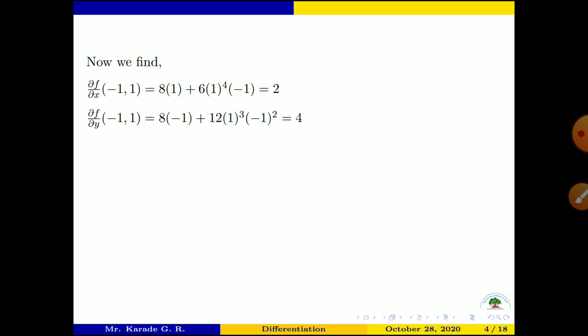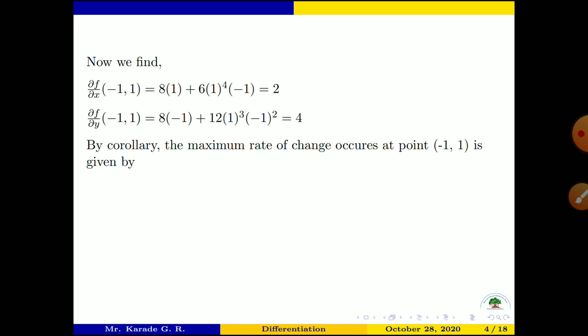And again, now find ∂f/∂y at point (-1, 1), and it is equal to 8 into -1 plus 12 into 1 cube into (-1) square, which is equal to 4.